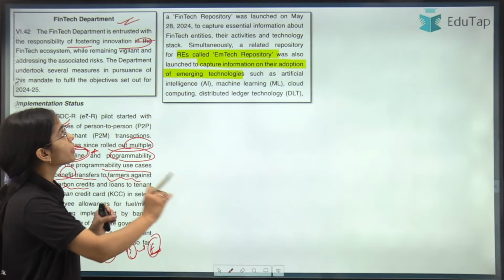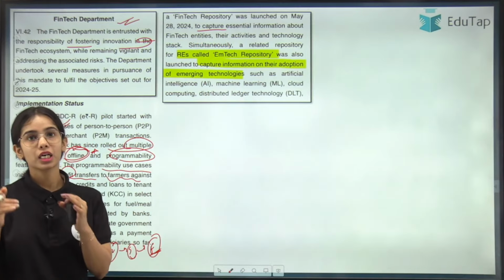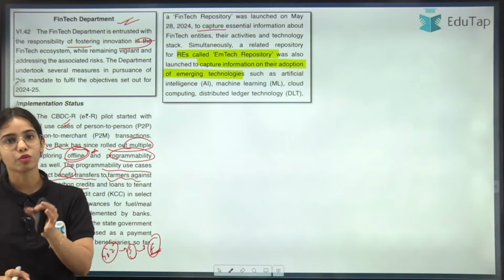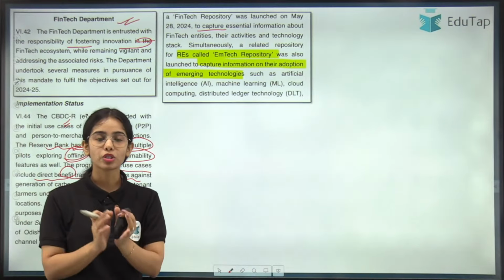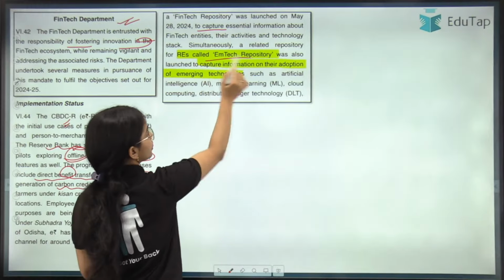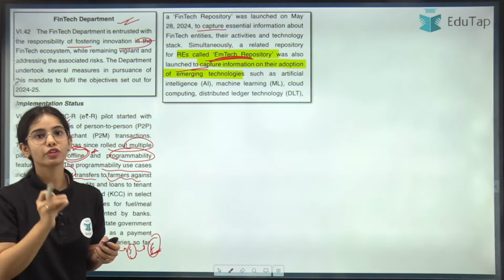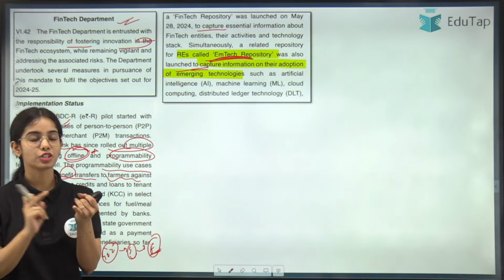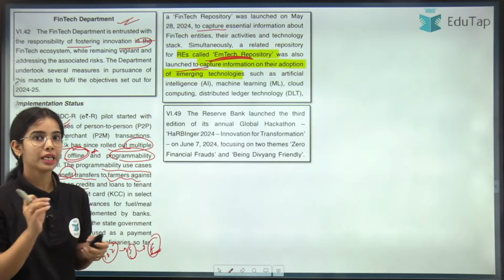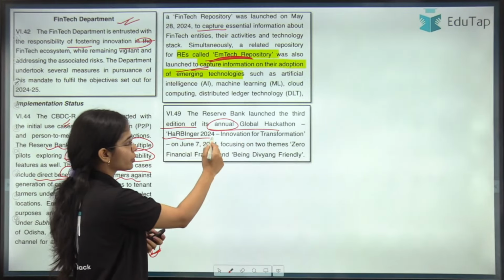Next is the fintech repository. This was launched on May 28, 2024 to capture the essential information about the fintech entities. As well as the fintech repository, the MTech repository was also launched later on. The MTech repository is for the regulated entities, and it captures the information on the adoption and usage of new technologies by the regulated entities such as banks, NBFCs, and the other regulated entities under the Reserve Bank of India.